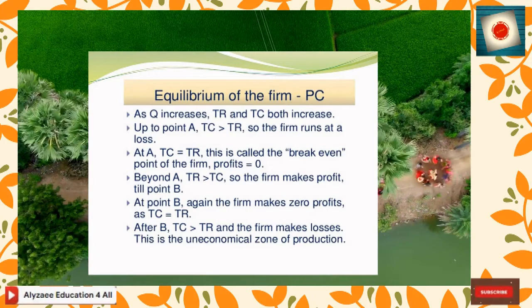Beyond A, total revenue is greater than total cost, so the firm makes profit till point B, and at point B again the firm makes zero profit.